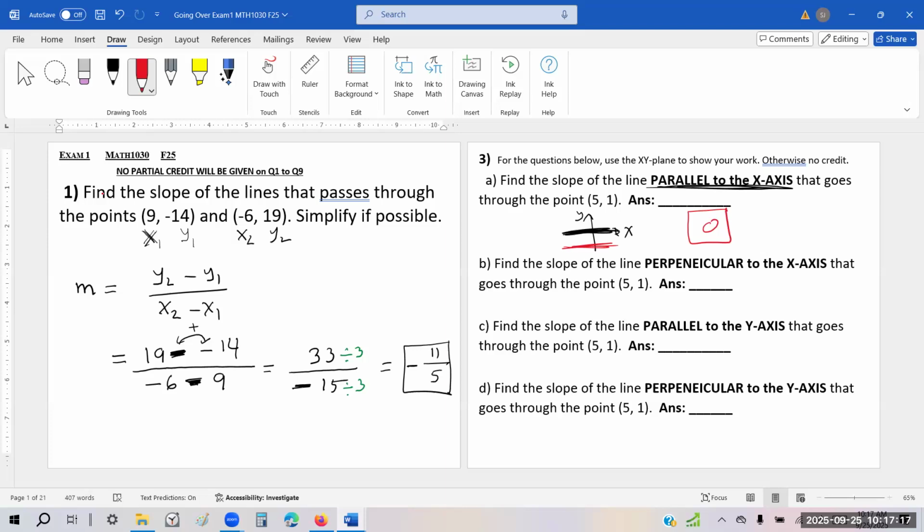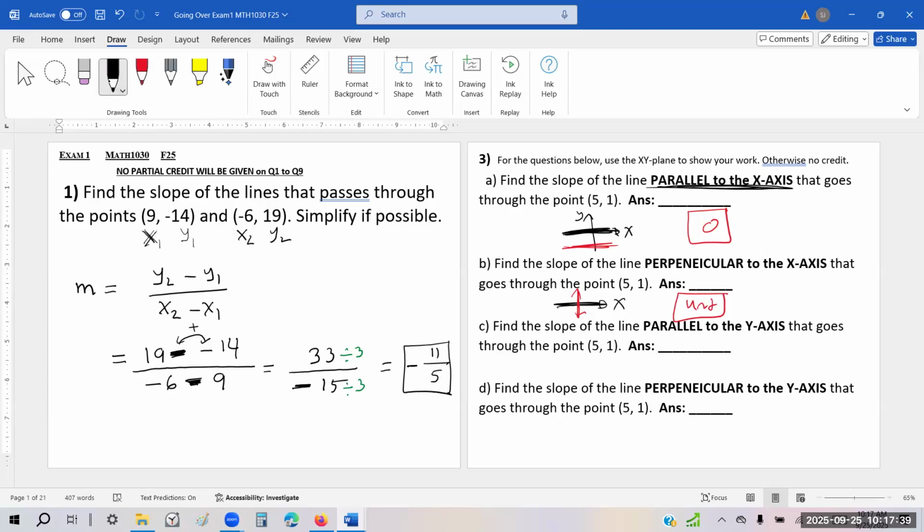Next is perpendicular to the x-axis. So if this is your x-axis, its perpendicular line has to be the y-axis, something like a vertical line. And what is the slope of any vertical line? Undefined.